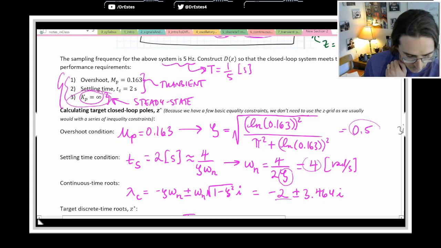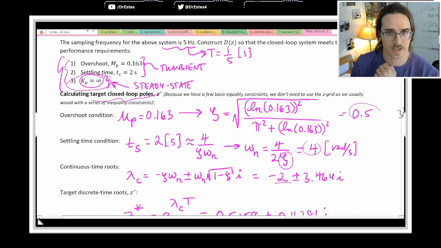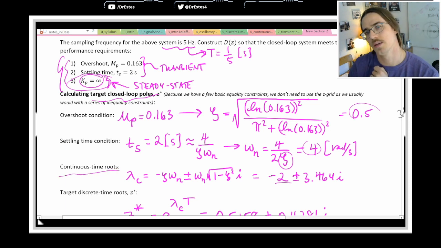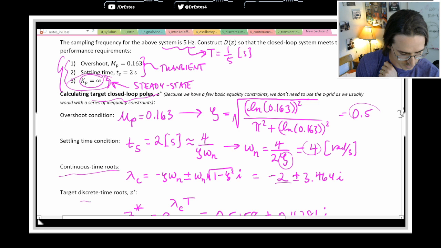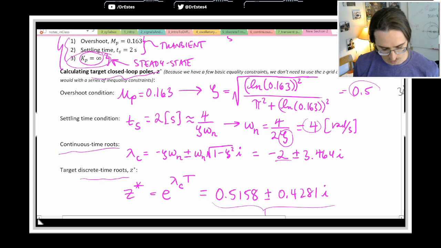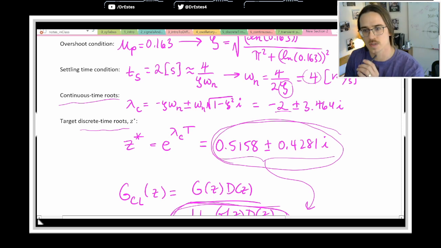So, given those performance constraints, we calculate the target closed loop poles, which always starts by figuring out the continuous time roots, then converting them to discrete time roots because we're doing a digital control system. And so we said these are the target closed loop poles.